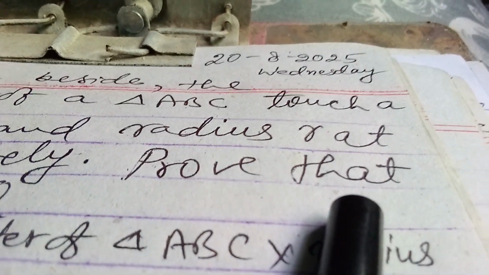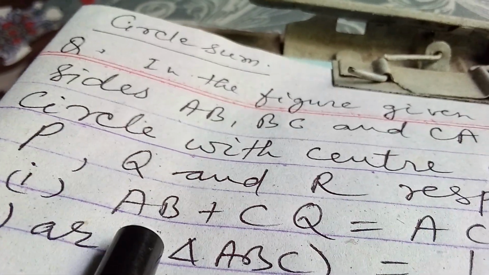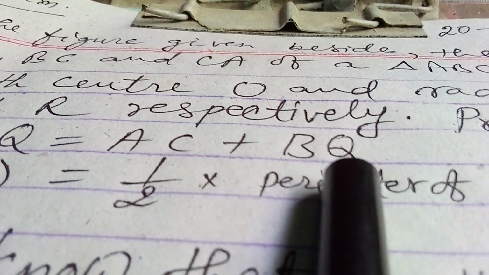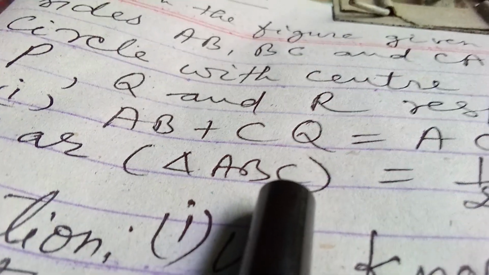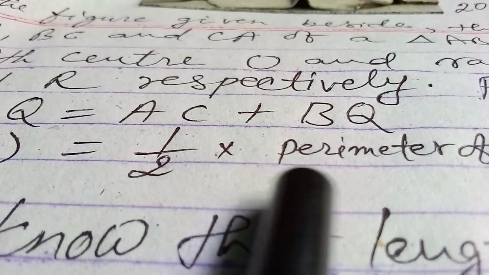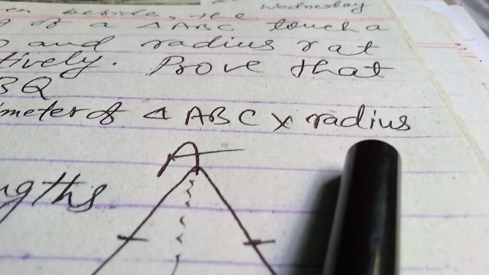Prove that first, AB plus CQ equals AC plus BQ. And second, area of triangle ABC equals 1 by 2 into perimeter of triangle ABC into radius.